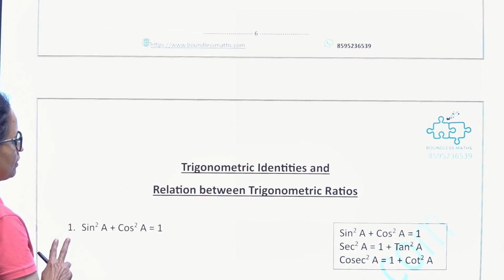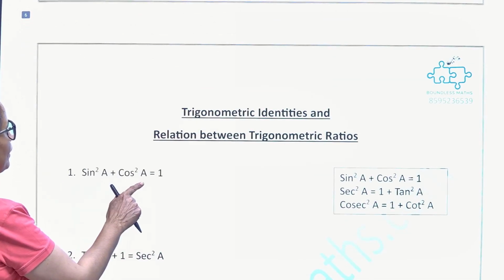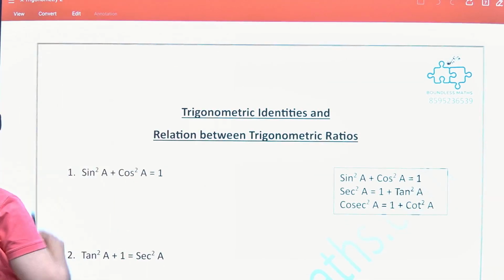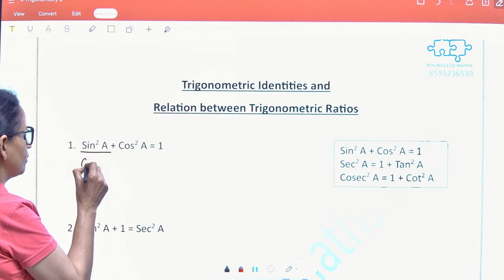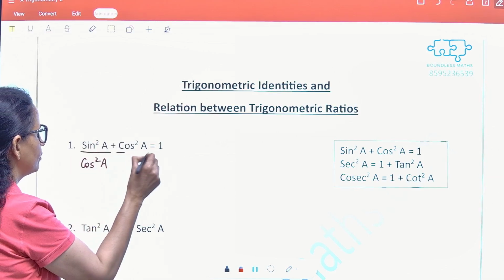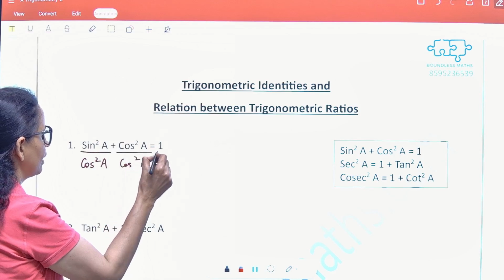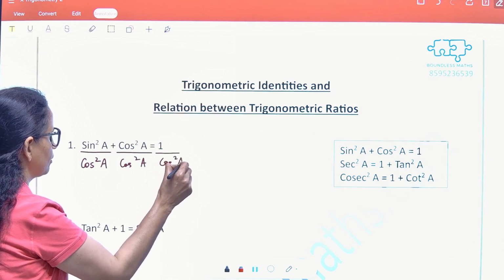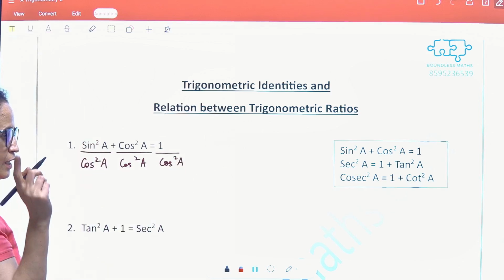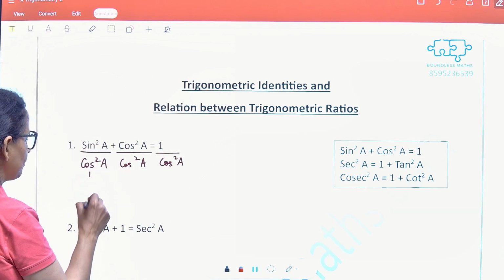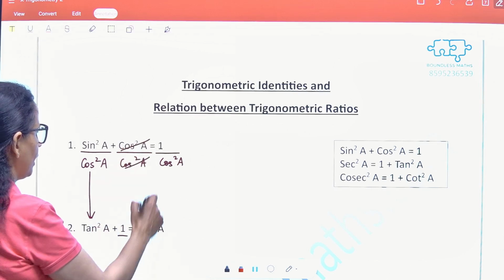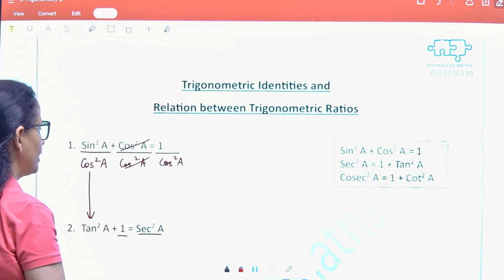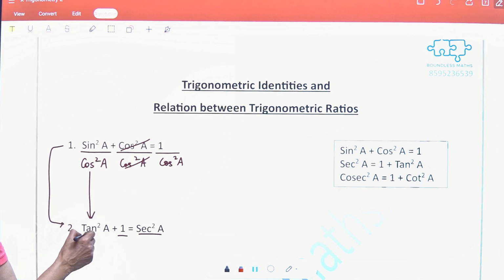The first identity is sin square A plus cos square A equals 1. So if we divide all the terms of this identity by cos square A, what do we get? Sin by cos is tan, so sin square by cos square becomes tan square A. Cos square by cos square gets cancelled, so it becomes 1, and 1 by cos square is sec square A. So the second identity is tan square A plus 1 gives you sec square A.